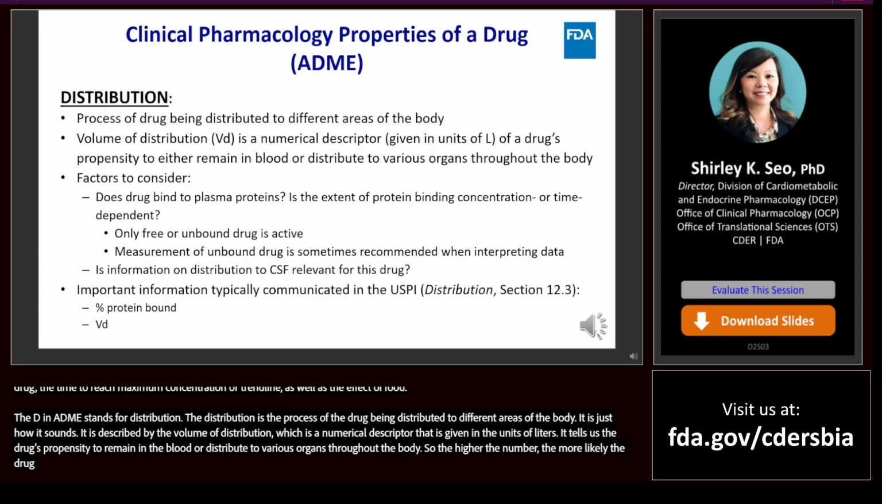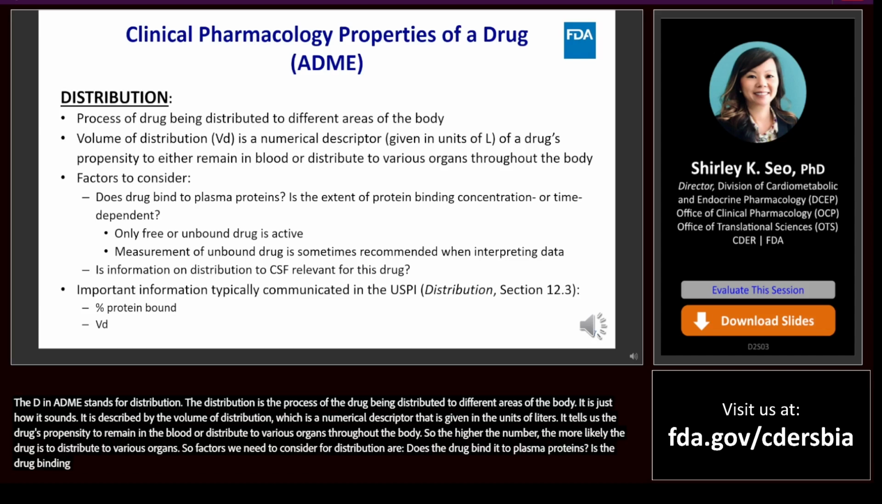Some factors that we need to consider for distribution are: does the drug bind to plasma proteins? Is the extent of protein binding either concentration or time dependent? These are important questions because only the free or unbound drug is pharmacologically active. Sometimes the measurement of unbound drug is recommended when interpreting data.